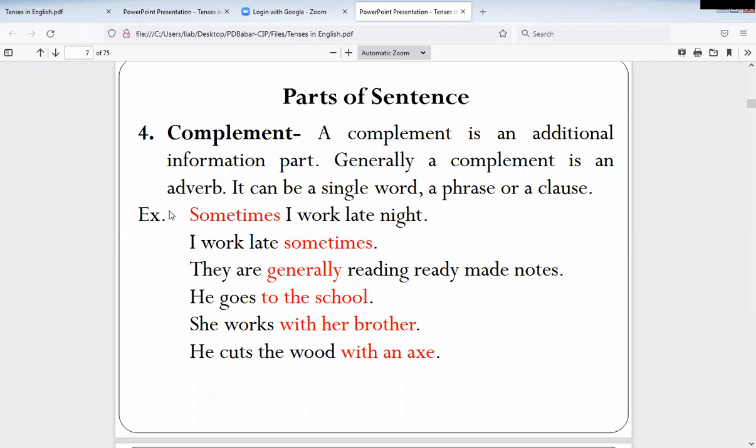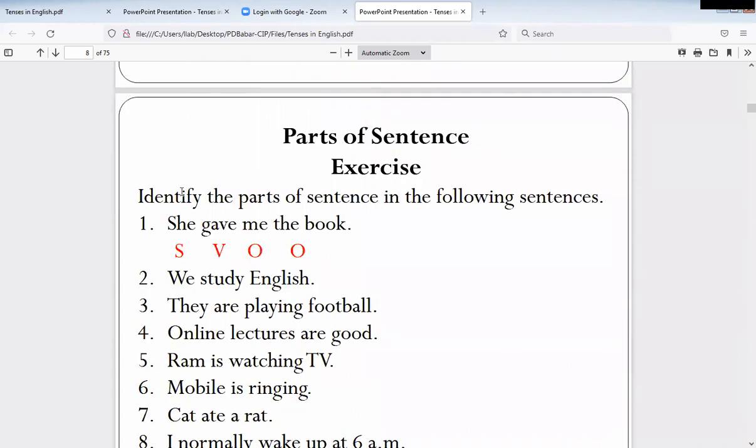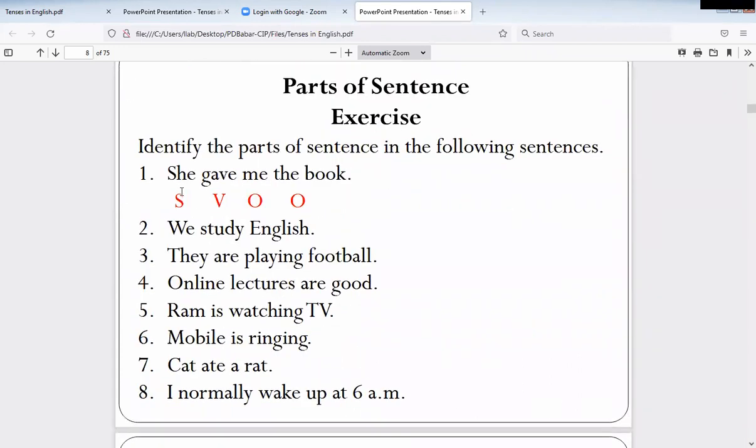So this is the fourth part of speech that we have discussed today. So let's see one exercise, and we will stop after this exercise. Let's see, identify the parts of the sentence in the following sentence.